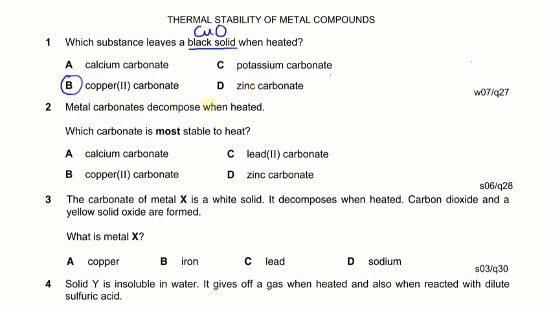Metal carbonates decompose when heated. Which carbonate is most stable to heat? Remember, more reactive metals form more stable compounds. In these options, we have calcium, copper, lead, and zinc. If you see the reactivity of these metals, we find that calcium is the most reactive metal of all of these. So that's why it will form the most stable compound. So A is the answer.